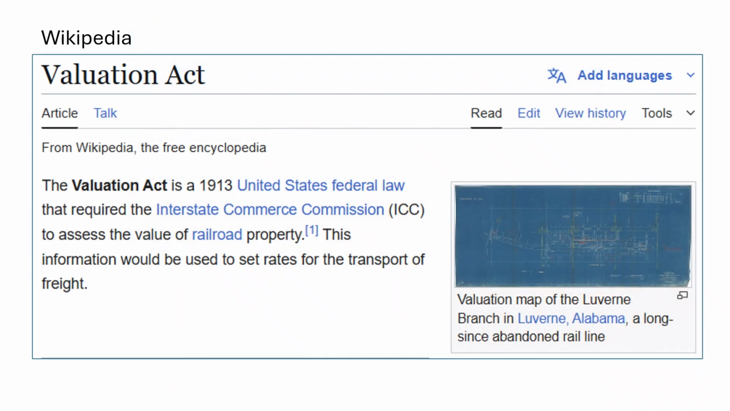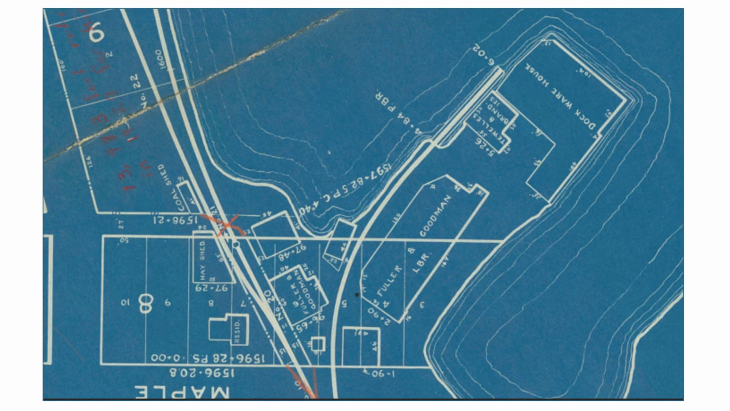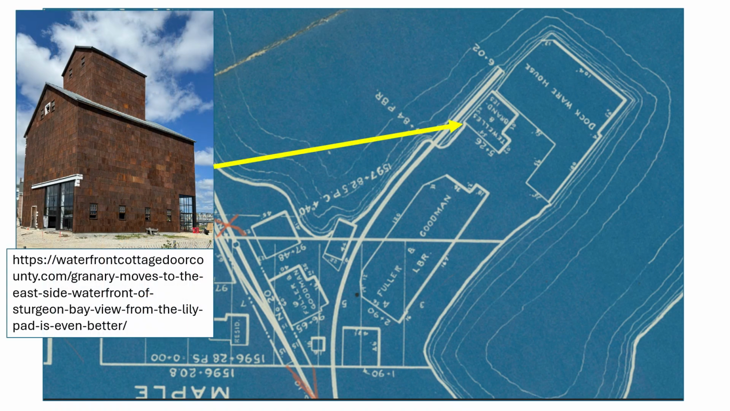Under the Valuation Act of 1913, the Interstate Commerce Commission authorized the production of railroad valuation maps, which were used to help evaluate railroad corporate property and set rates for freight transport. These maps have just the kind of information needed to trace exact locations of historic lines like the Ahnapee and Western line. Such maps can reveal interesting details about locations of historic landmarks, such as the Tools and Brandeis grain elevator in Sturgeon Bay, Wisconsin.